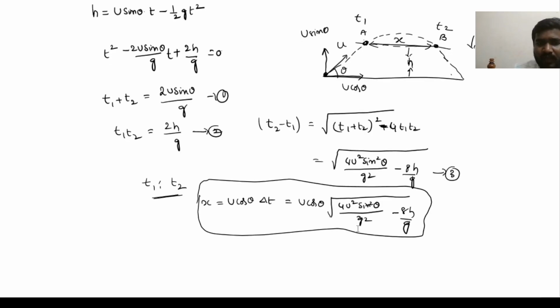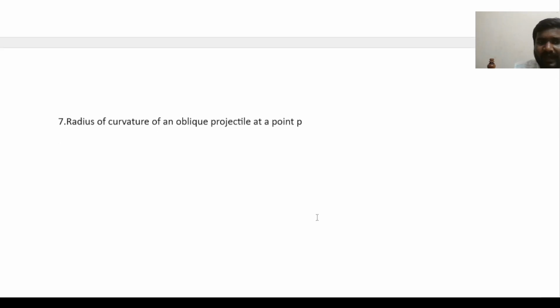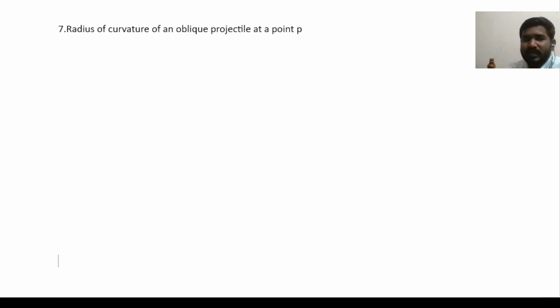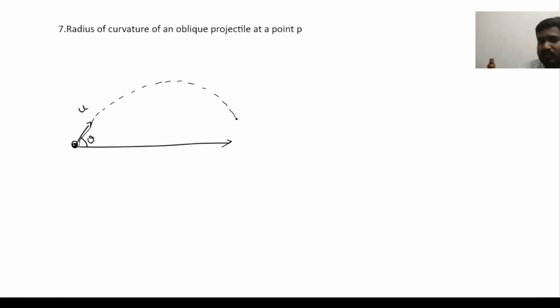Next topic is the radius of curvature of an oblique projectile. Let us say this is the horizon. Here one projectile is projected with an initial velocity u, and it makes an angle theta. The trajectory of the projectile moves in this direction, and again it reaches the ground like this.